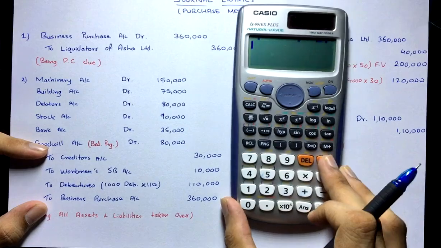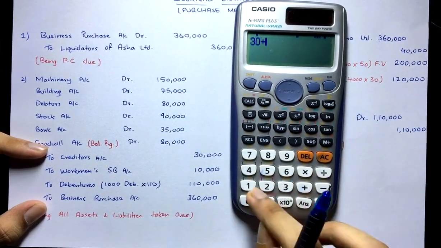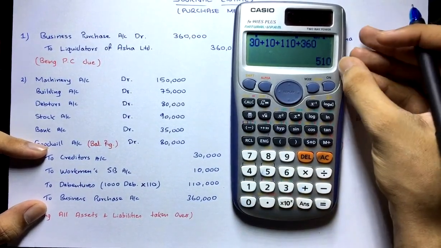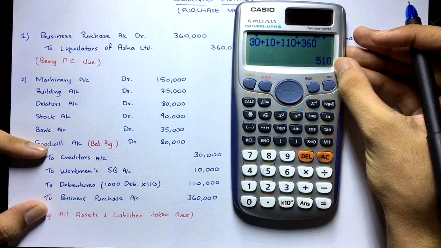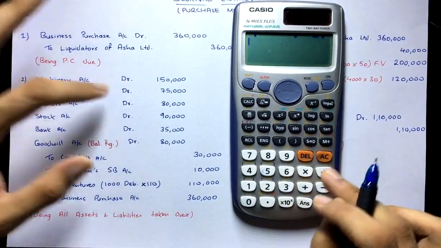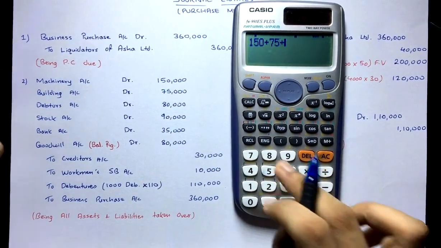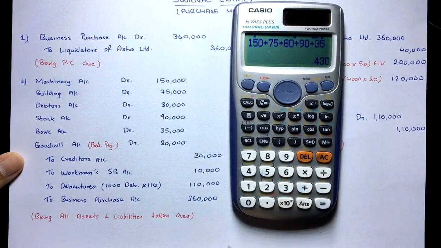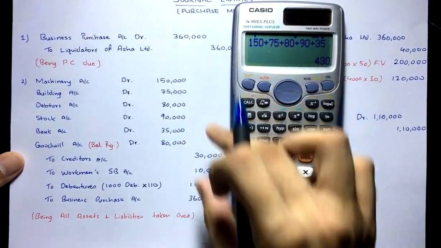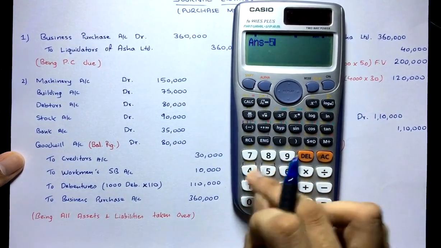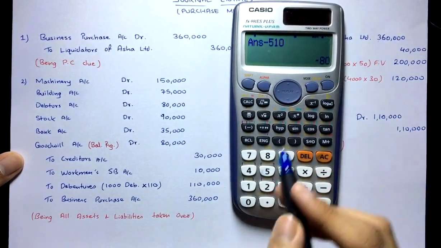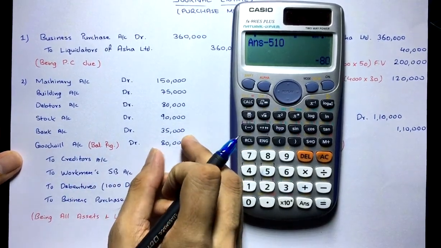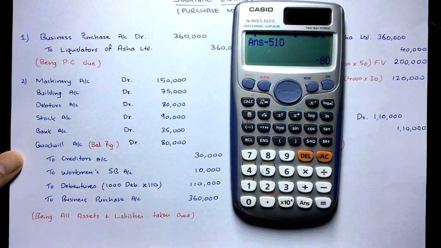See here, if I look at the credit side, see here, 30 plus 10 plus 110 plus 360. So in total, the credit side is 510. The credit side is 5,10,000. Yeah, and see the debit side, 150 plus 75 plus 80 plus 90 plus 35, that is equal to 430. See here, there is a difference. Here it is 430 and here it is 5,10,000, right? So minus 5,10,000, that comes out to be 80,000. So 80,000 difference is coming, less is coming on the debit side. There is a balancing figure on the debit side, so that balancing figure would go to goodwill account.